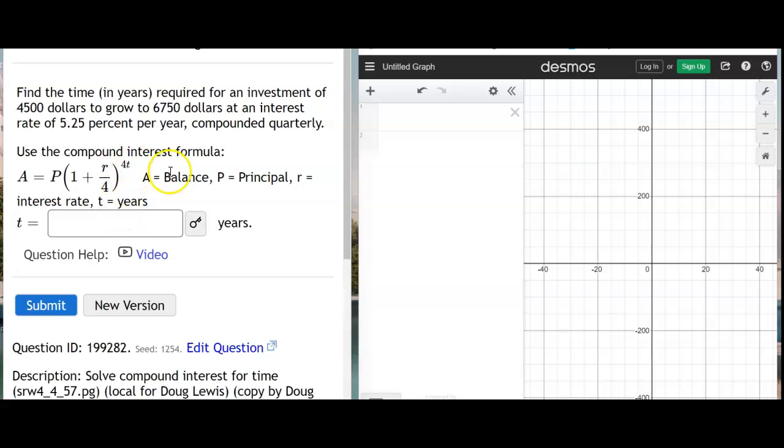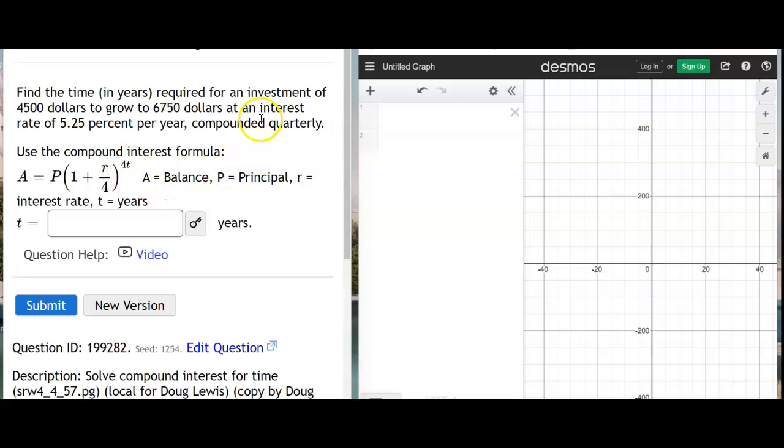So in this problem, we have an investment of $4,500, and that is the principal. It's supposed to grow to $6,750, and that would be the balance that we want it to attain. And then R is 5.25% per year, which would be 0.0525. And the 4 is already there for quarterly. And we're going to be solving this for T.